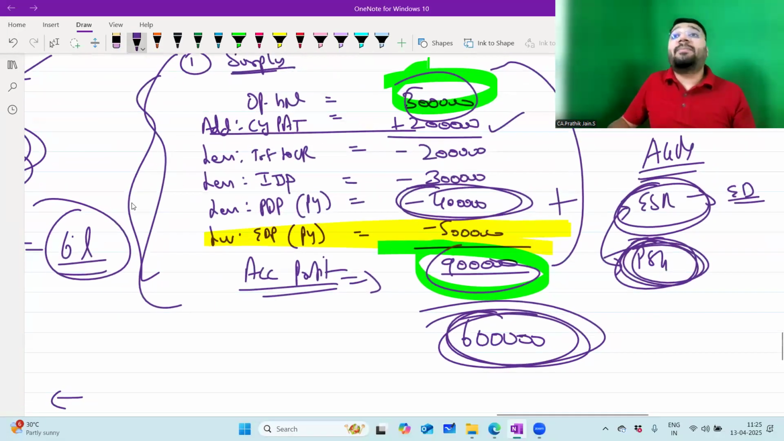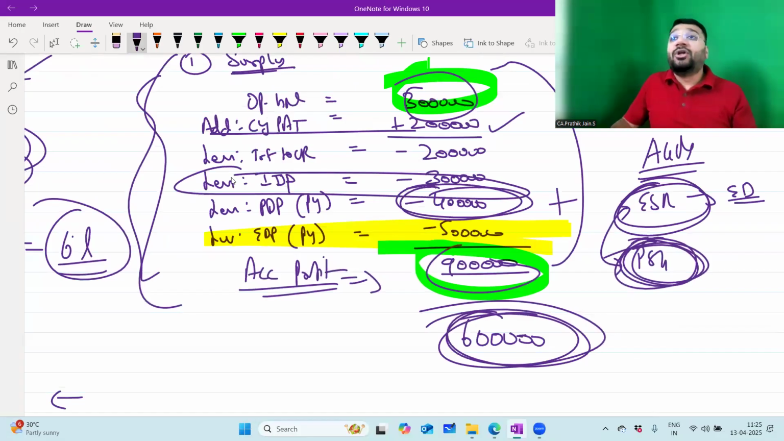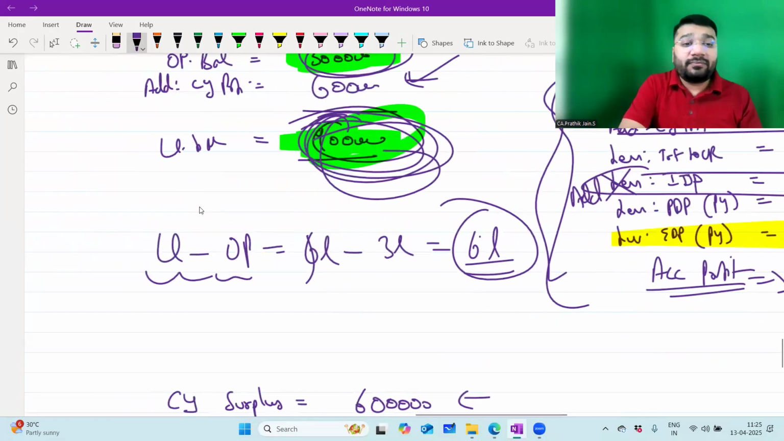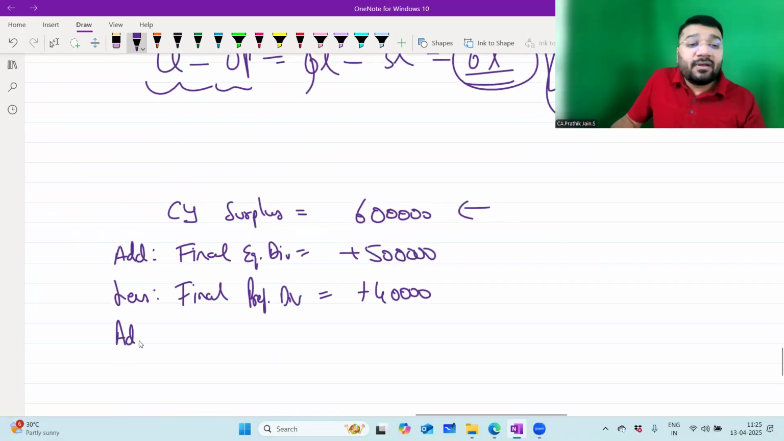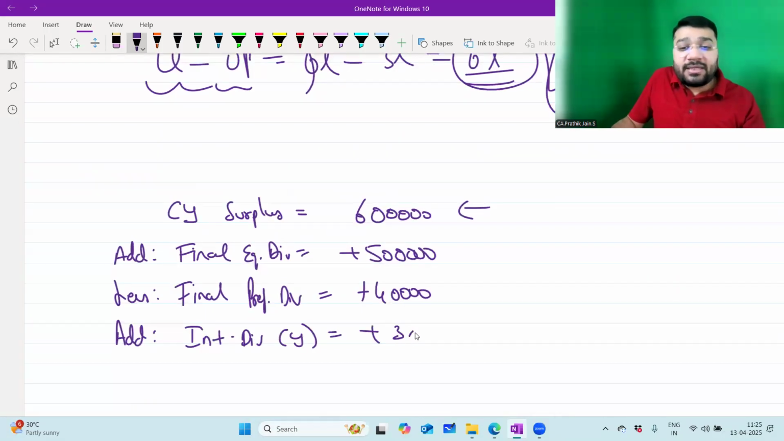Then what is the last but third item which was subtracted? Sir, interim dividend was subtracted. To cancel this less item, I have to add interim dividend paid. Which year? Interim dividend of current year. So add interim dividend of current year. How much? Plus 3 lakh.